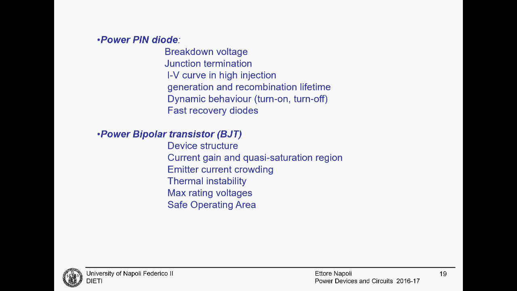And we will study the breakdown, the junction termination, the IV curve. We will discuss generation and recombination lifetime, the dynamic behavior of the diode, and fast recovery diodes. Power bipolar junction transistors: the structure, current gain and quasi-saturation, emitter crowding, thermal instability, maximum rating and voltages, and the safe operating area. That is an important concept for every power device.